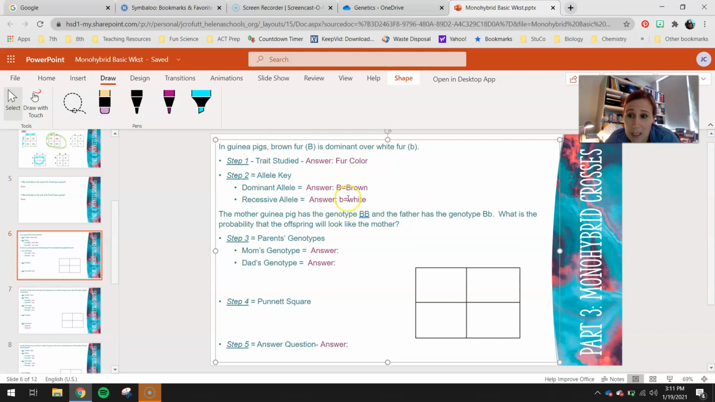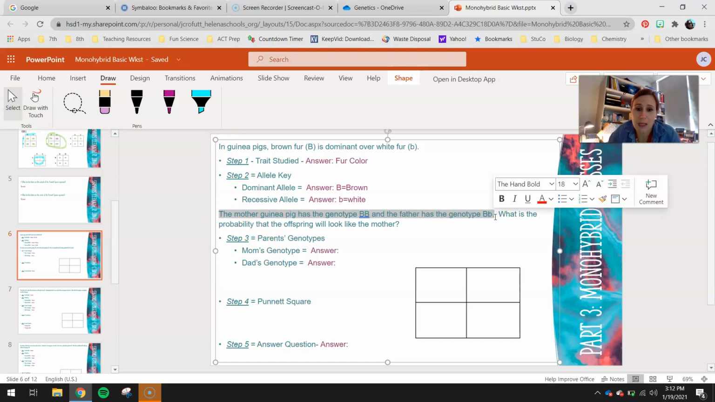And again, I'll keep these on the worksheet for you. Then it goes to the question. The other ones are structured a little bit differently, but I wanted to break this one up for you. It says the mother guinea pig has the genotype big B, big B, and the father has the genotype big B, little b. What is the probability that the offspring will look like the mother? So let's address this first part right here.